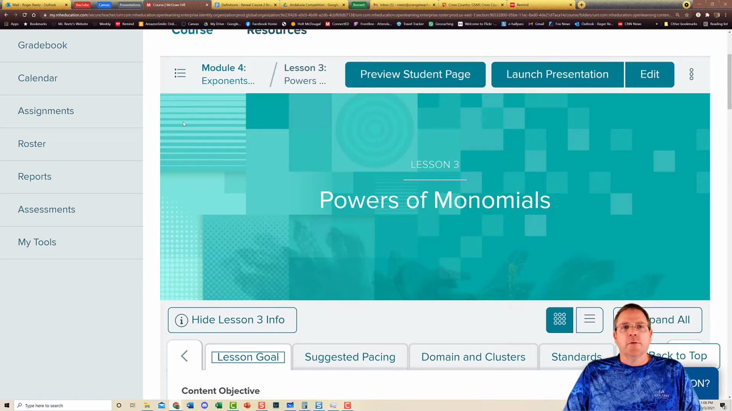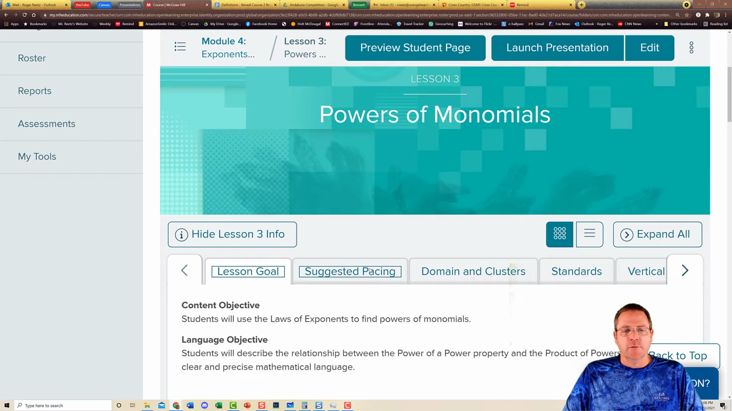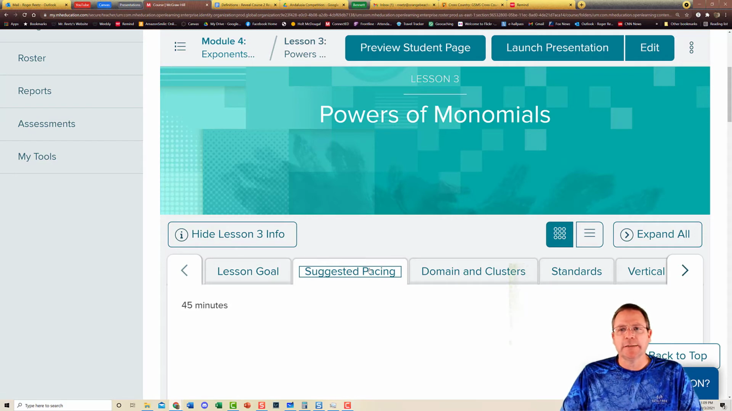The first of which is Chapter 4, Module 3, Powers of Monomials. The content objective says students will use laws of exponents to find the powers of monomials, and the suggested pacing says this should be a simple one-day lesson. We shall see how accurate they are.